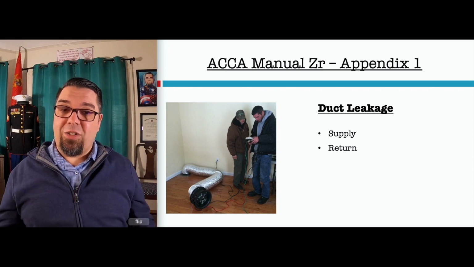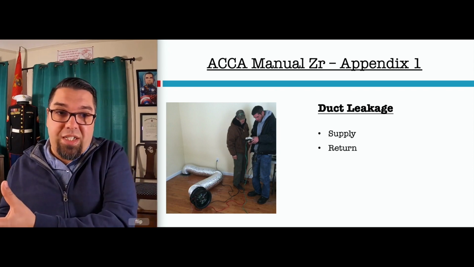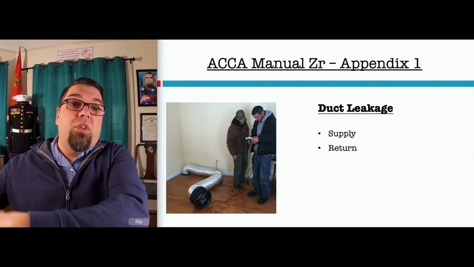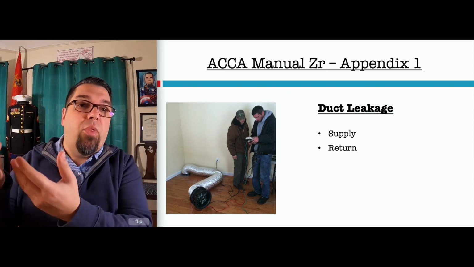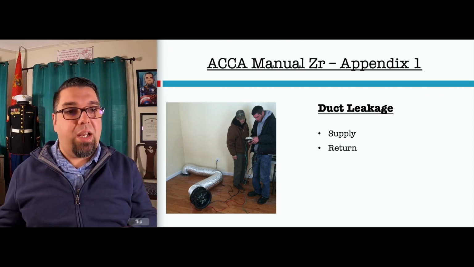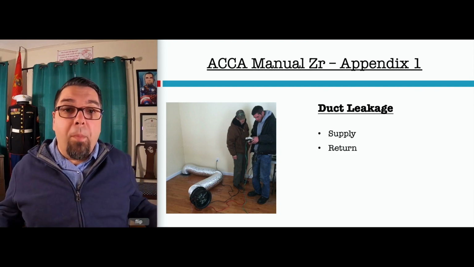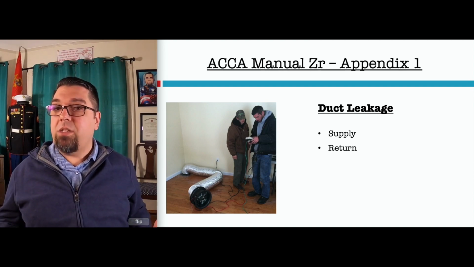Duct leakage. If you can't get the airflow to where it needs to go, whether it's in the supply where you're leaking it out, you're going to have low velocity at that register. You're not going to be able to throw the air where it needs to go. I'll show you in a second. Or you're sucking in a lot of hot attic air or moisture in the basement like I talked about at the beginning of this presentation.